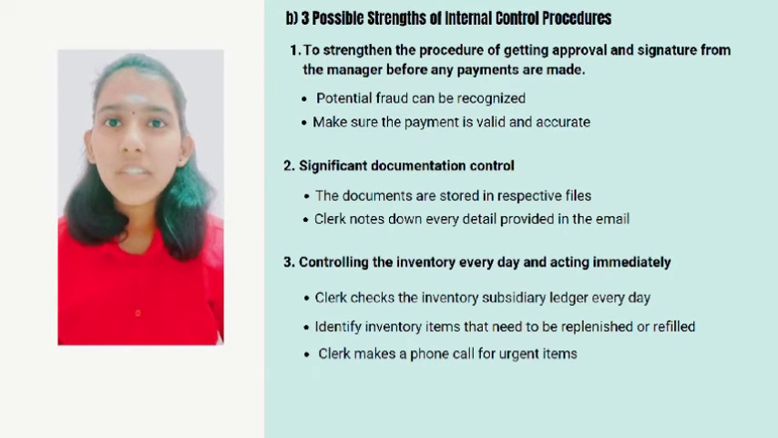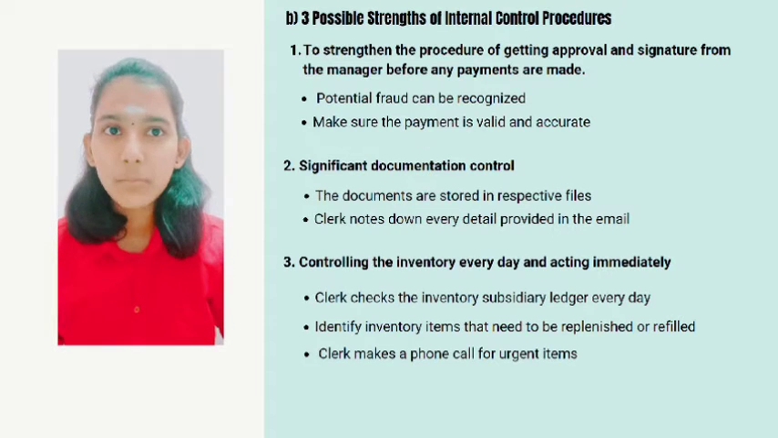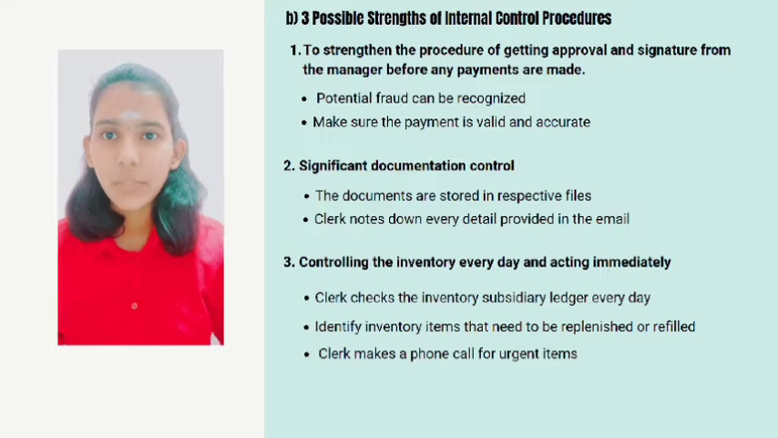Moreover, Sampin and Sonke Enterprise has significant documentation control. This is because after all the transactions in each department are made, the documents are stored in respective files. On the other hand, the clerk notes down every detail provided in the email, including item codes, description, and quantity before proceeding with preparing a purchase order. This way, we can identify transaction errors more easily and quickly.